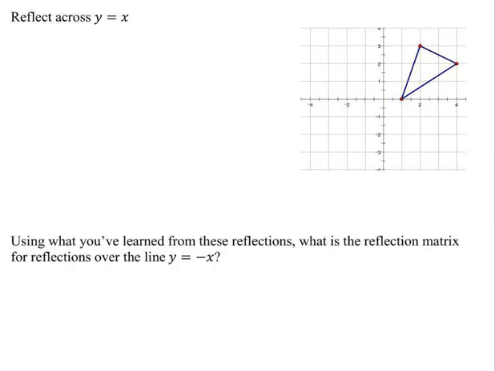Okay, so that's 2 of them. We want to come up with the third one now, the reflection across the line y equals x. So the line y equals x is this line.